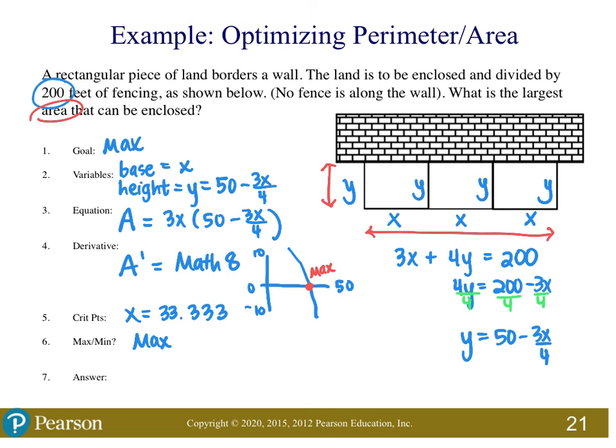We need to take 33.333 and plug it back into the area equation, which was 3x times 50 minus 3x over 4. And again, you can use the home screen of your graphing calculator to do that if you have recently found the solution. So that turns out to be perfectly 2,500 is the maximum area. Now let's look at our units. The units that we're measuring this fence in is feet, and so the area would be measured in feet squared.